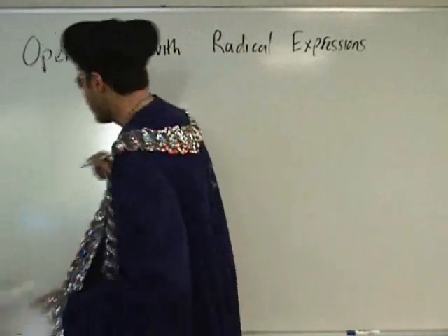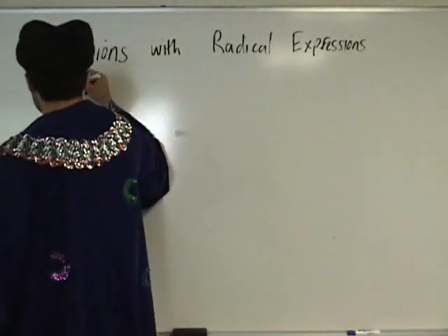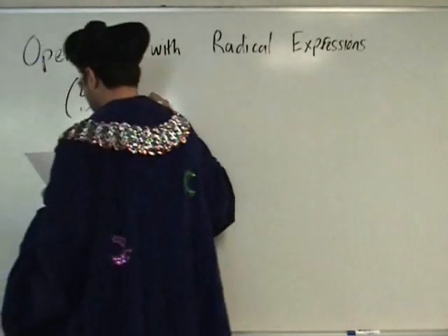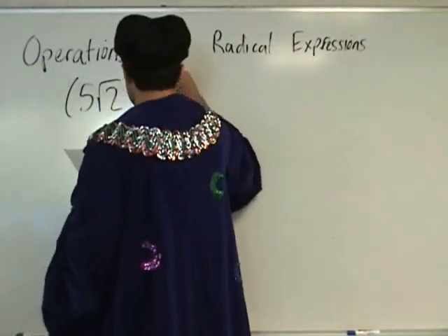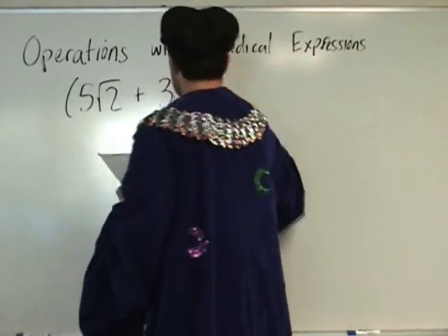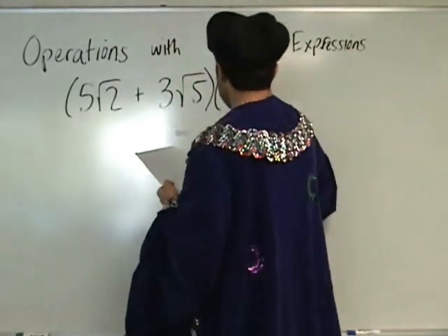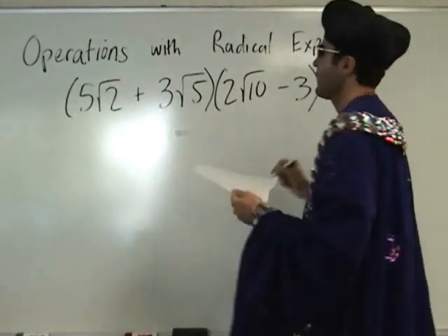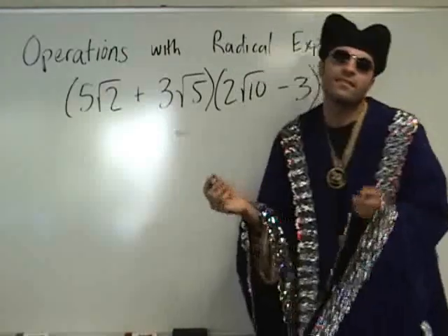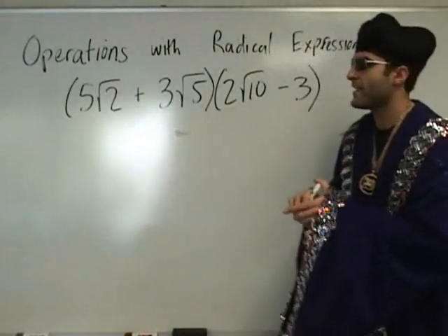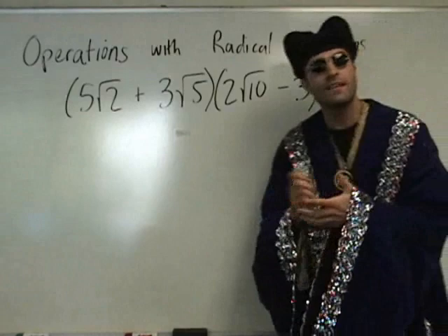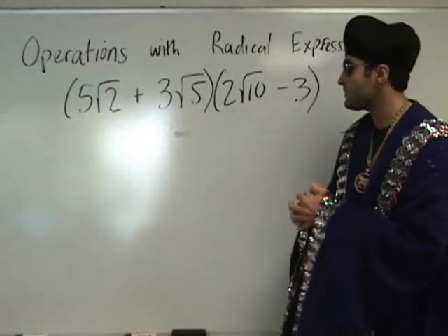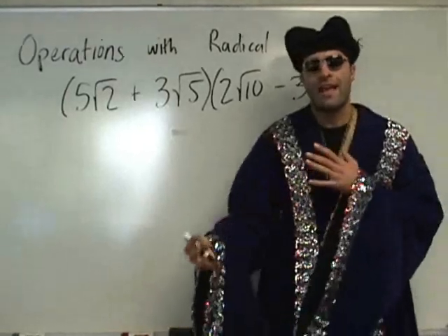Okay, one more. Make it count. Ready? I'm going to read it out so you can just do it with me. 5 square root of 2 plus 3 square root of 5, times 2 square root of 10 minus 3. Okay, so this is the extent of where it's going to get in terms of difficulty. Do we FOIL this? Yes. Agreement that we're going to FOIL. Okay. So let's do a FOIL.